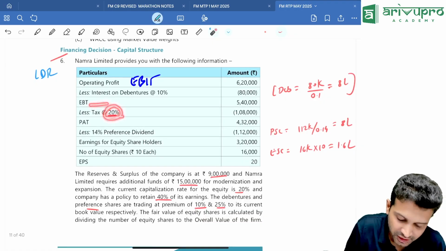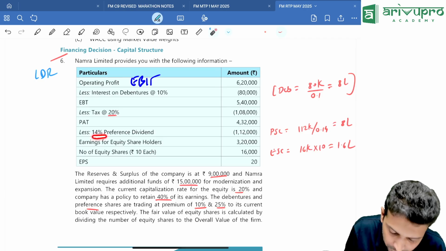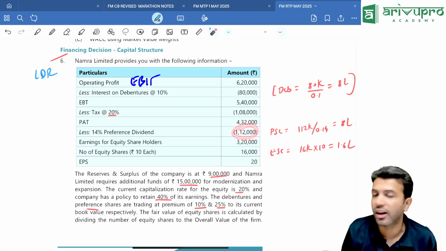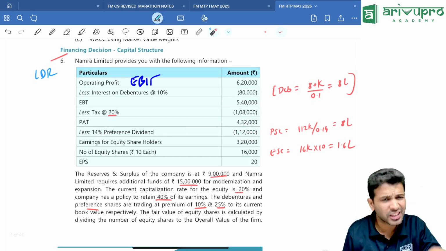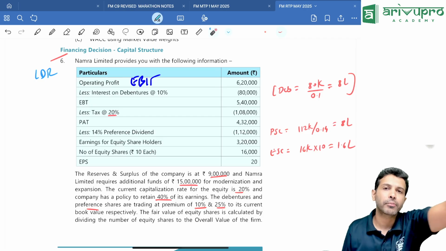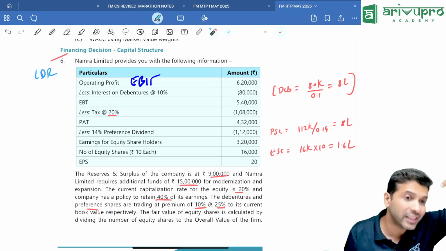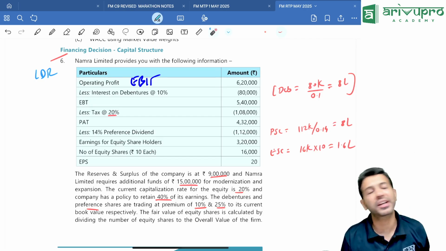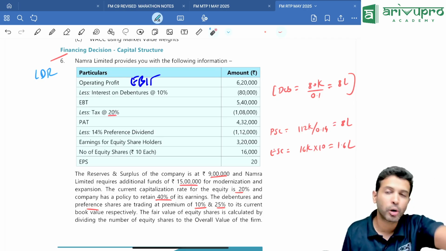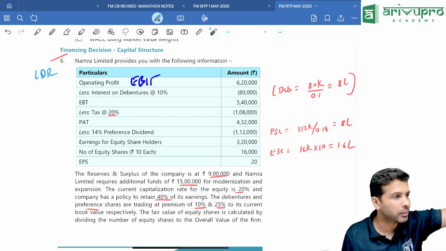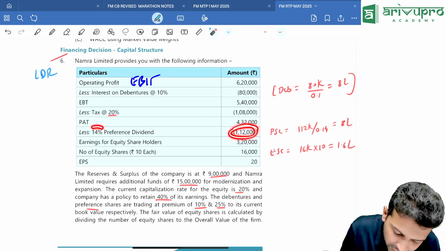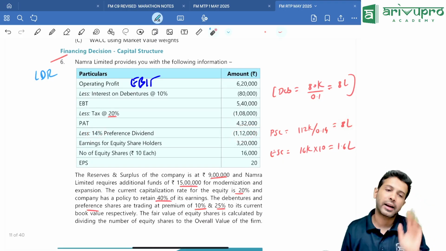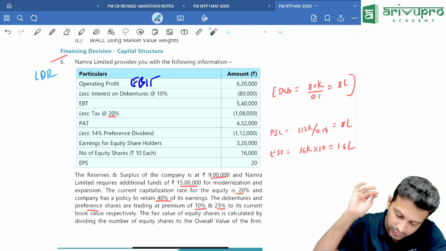Tax rate is 20%. Keep that in mind. PAT. And then they've given 14% preference dividend, which is 1,12,000. So using this, can you find out the preference share capital? Same way, how did you find out debt? Interest amount divided by interest rate. If you want to find preference share capital, instead of interest amount you will take the dividend amount, divided by, instead of interest rate, the dividend rate. So 1,12,000 divided by 14%, you do. How much is that? 8 lakh. So preference share capital is also 8 lakh.